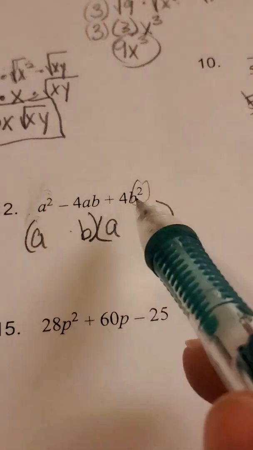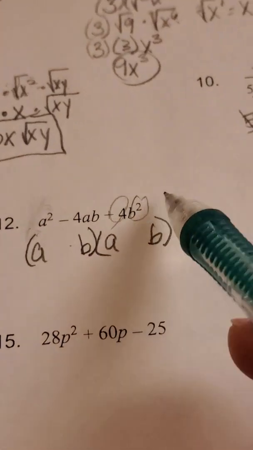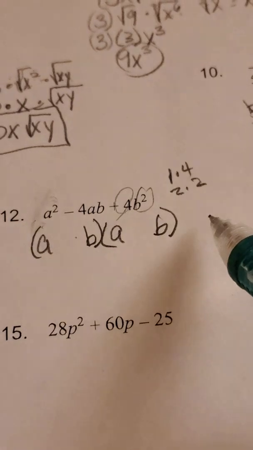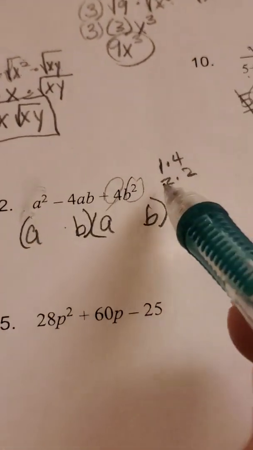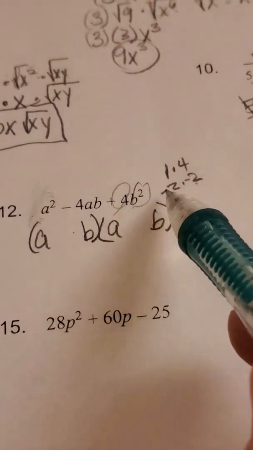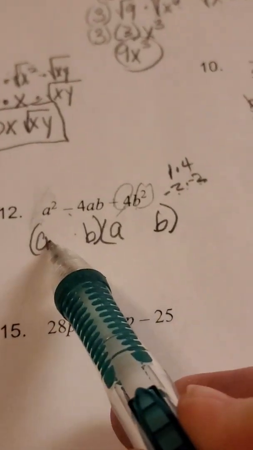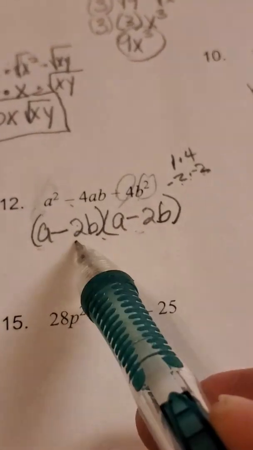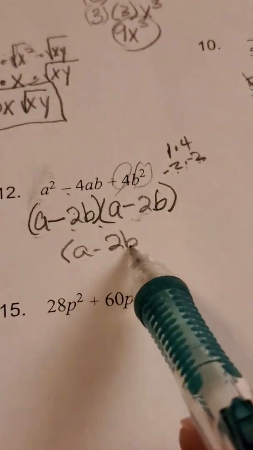Okay? So again, we look at this 4. What factors of 4? Okay, so we have 1 times 4 and 2 times 2, basically. That will give us 4. Which ones of these can I add together and get negative 4? Well, if I make the 2's negative, right, negative 2 times negative 2 becomes a positive 4. And a negative 2 plus a negative 2 gives me a negative 4. There. So it's going to be a minus 2b times a minus 2b. Again, these are both exactly the same, and they're being multiplied together. That means it's a minus 2b squared.